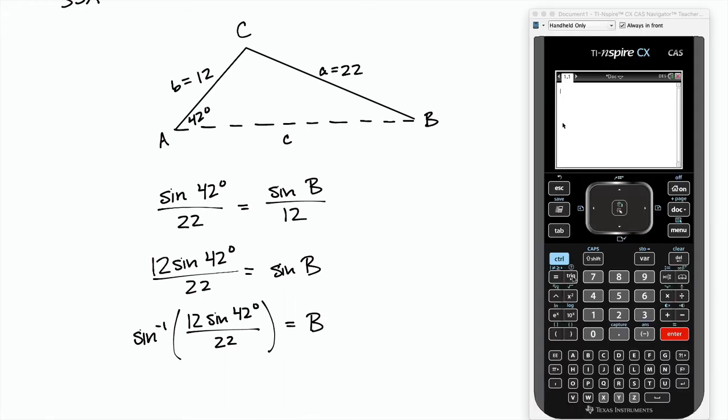So now I plug this into my calculator. I'm using degrees, so I make sure I'm in degree mode. And I do my inverse sine of 12 sine of 42 over 22. And I get my angle here. I'm going to round to one decimal place. So B is 21.4 degrees. I'm going to go ahead and write that in up here, 21.4 degrees.